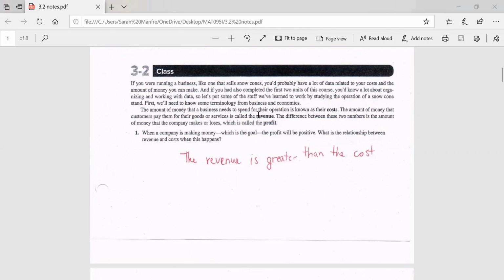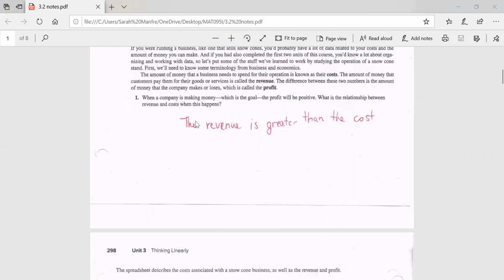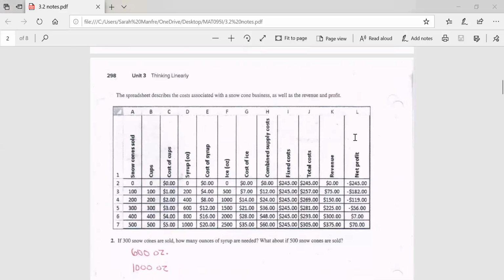And when you take the amount of revenue and subtract the initial cost from it, that's when you get the profit. Okay, so the first question says when a company is making money, which is the goal, the profit will be positive. What is the relationship between revenue and cost when this happens? So revenue must be greater than the cost, because if you have a positive profit, then that means they're taking in more money than it's costing them. Okay, moving on to the next page.